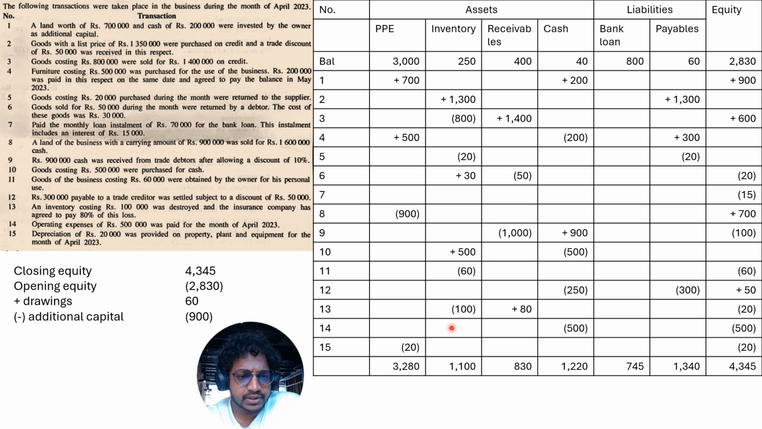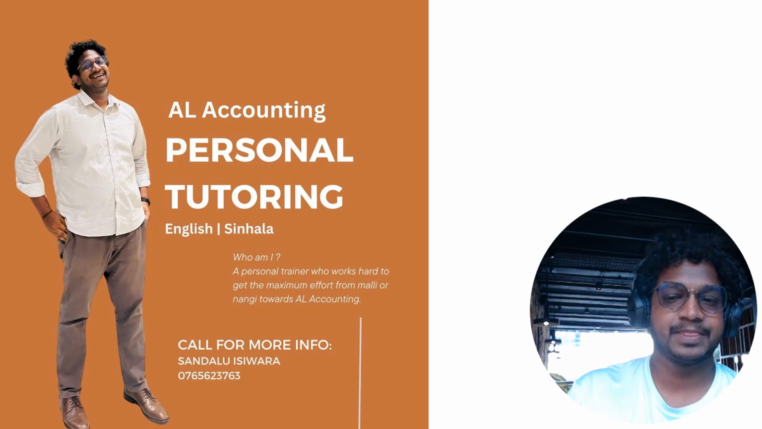14th, operating expenses of 500,000 were paid for the month of April. Simple, simple, simple. Cash should decrease by 500, and that is an expense, so equity decreases. And the last one, depreciation of 20,000 was provided. Also simple, right? So property, plant and equipment should decrease by 20 and the equity should decrease by 20 as well.